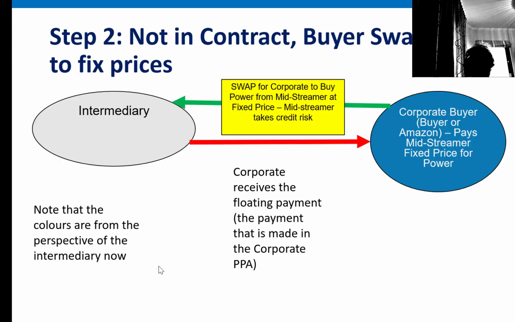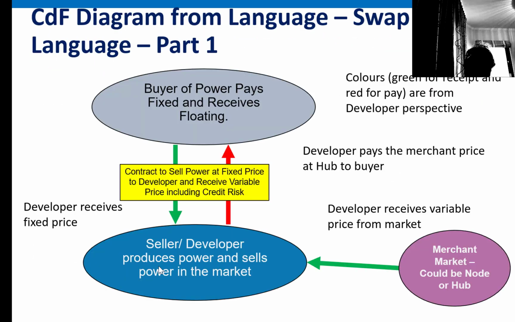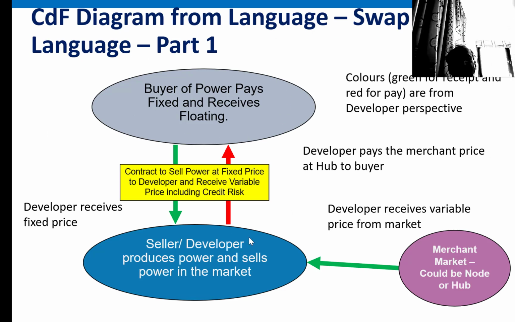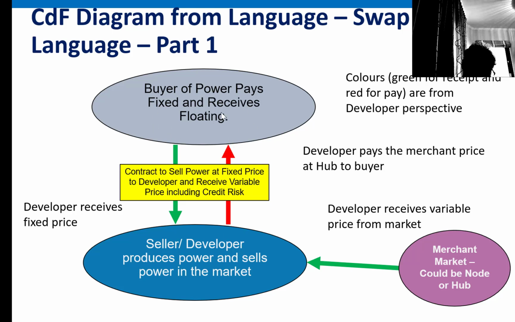I'm sorry. Then the buyer has to do the same kind of thing here. Right now, all the buyer is doing is setting a contract, paying fixed, receiving floating, but they want to actually hedge themselves.